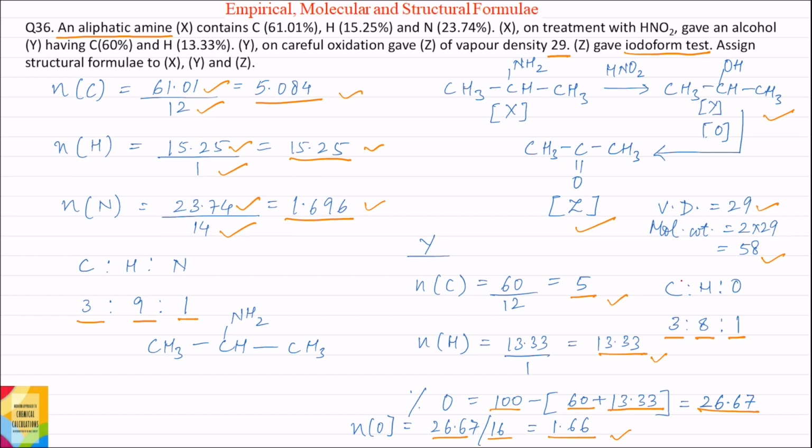Now the OH group in Y is attached to a secondary carbon, so Y is a secondary alcohol. Therefore X, the amine, which on treatment with HNO2 gives this secondary alcohol, must have an NH2 group on the secondary carbon, and therefore the structure of X will be CH3CHNH2CH3. So X is CH3CHNH2CH3, Y is CH3CHOHCH3 and Z is CH3COCH3.